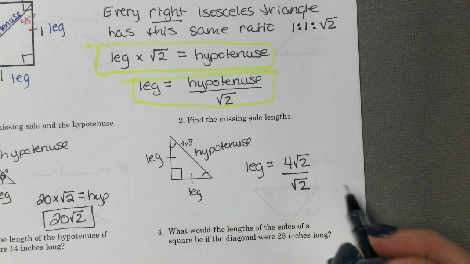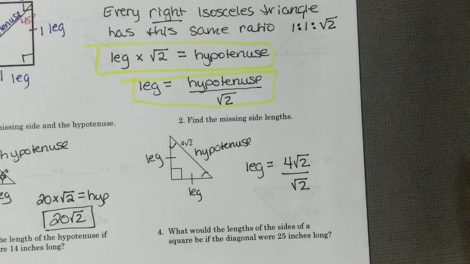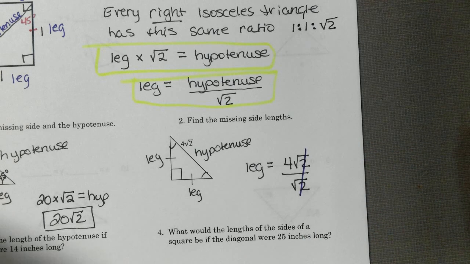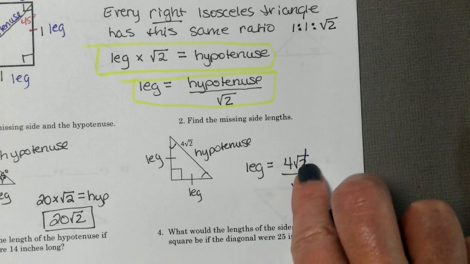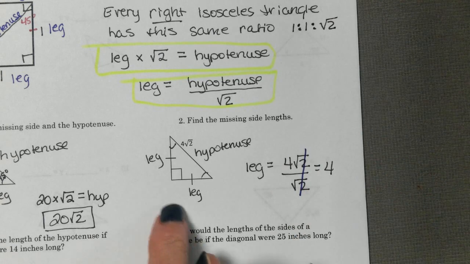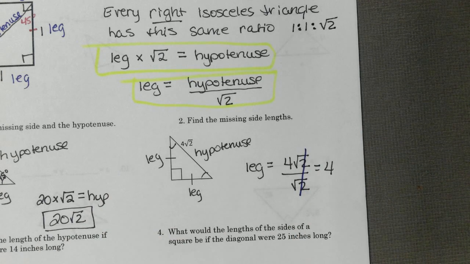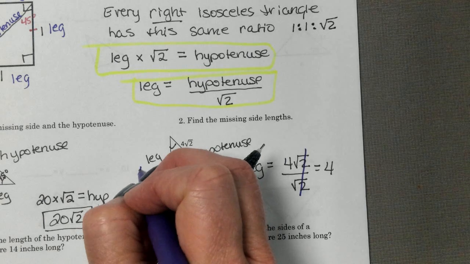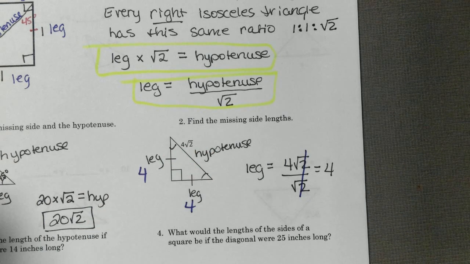Well, what's root 2 divided by root 2? That is a common factor. It reduces, take that out, and this is equivalent to 1. So 4 times 1 is 4. So each leg has a length of 4. 4 units. And you're done.